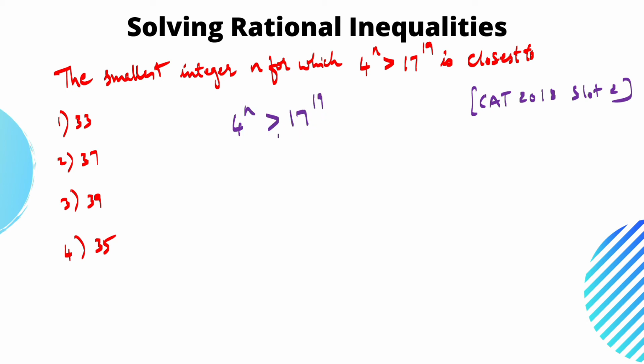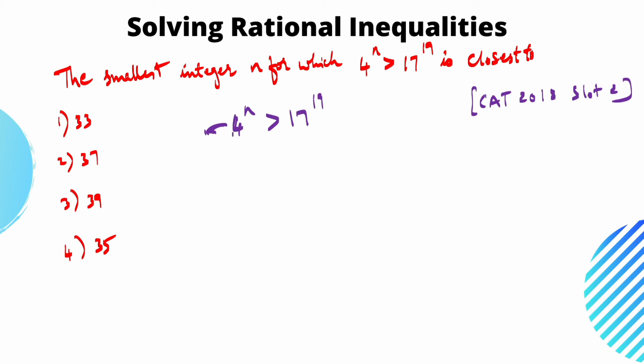So can we make the base, this base which is 4, can we express 4 power n in terms of 17 power something? Can we make them equal? The base is equal? No, we cannot make it equal, but we can make the base as close as possible to 17. So how can we make it as close as possible?